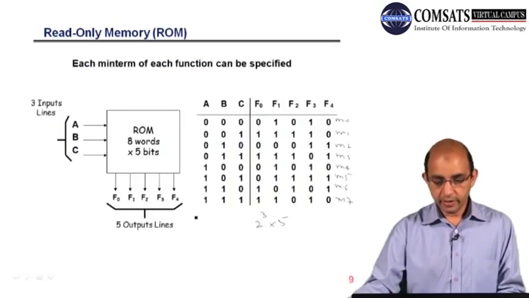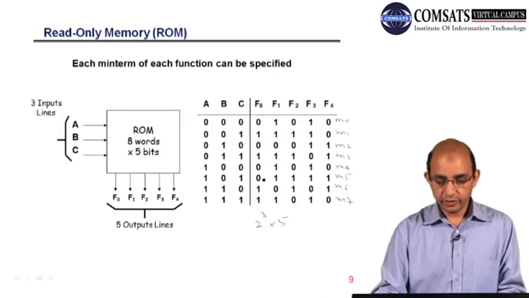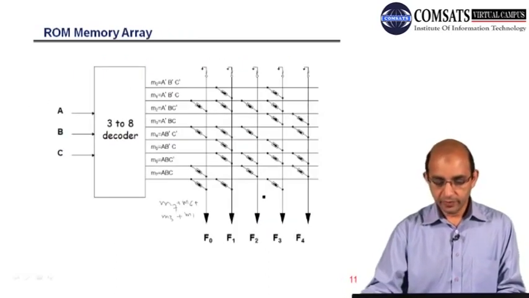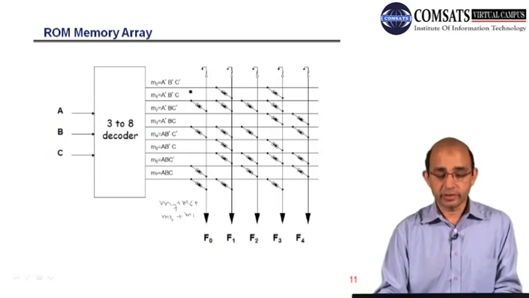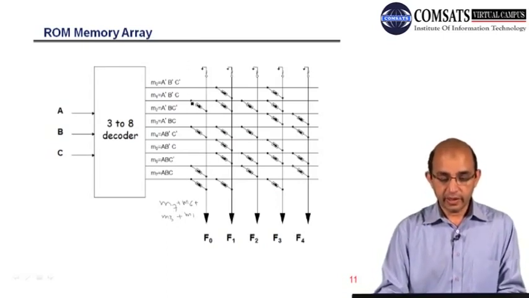So if I go back, you can see we have 1, 3, 6 and 7. So these are the switches, and you can see that they are connected for this F0.